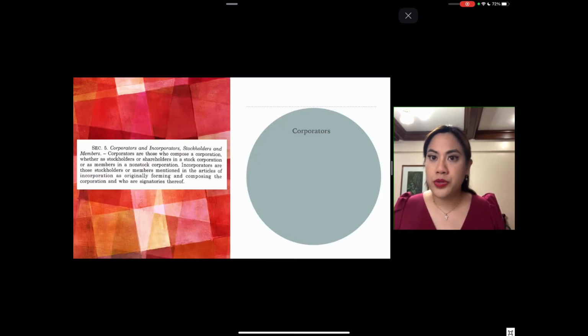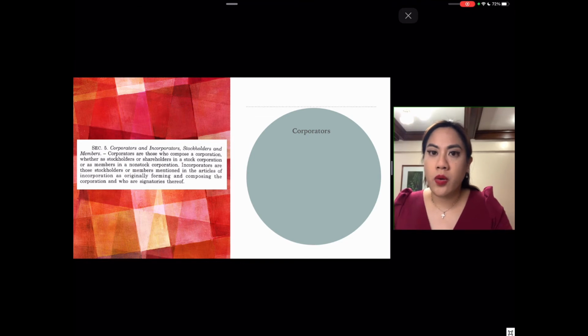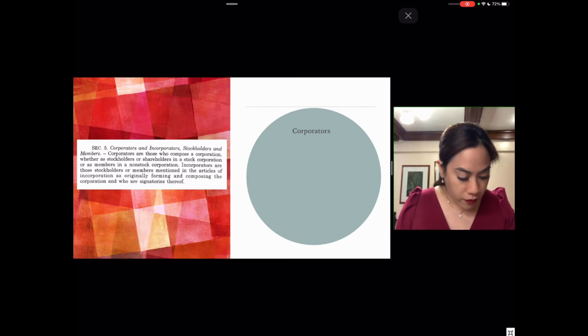Now, we go to the types of persons involved in a corporation. Under Section 5, there are corporators and incorporators, stockholders, and members. So corporators are those who compose a corporation, whether as stockholders or shareholders in a stock corporation or as members in a non-stock corporation. Incorporators are those stockholders or members mentioned in the Articles of Incorporation as originally forming and composing the corporation and who are signatories thereof.